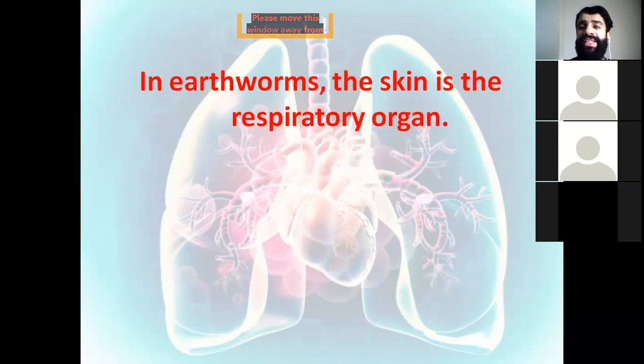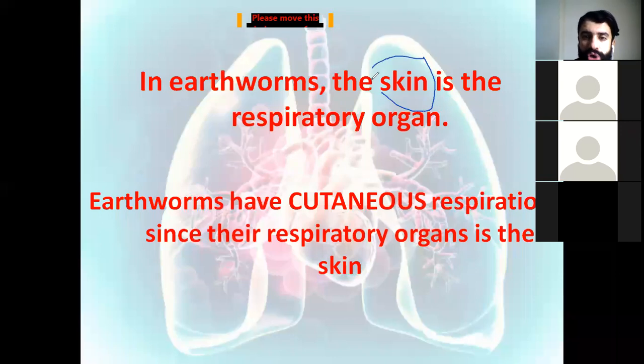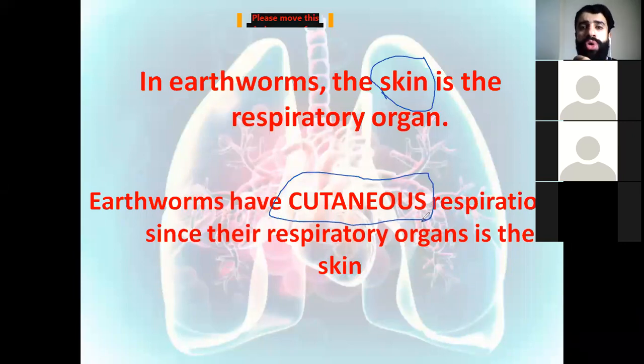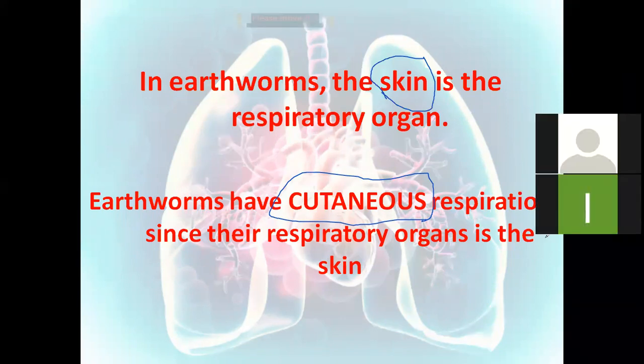Earthworms have a special respiratory organ. It's the skin. So earthworms have cutaneous respiration because the respiratory organ is the skin. So here is the third type of respiration. Whenever we have the skin as respiratory organ, we call it cutaneous respiration. Whenever we have the lungs as respiratory organ, it's called pulmonary respiration. Whenever we have the trachea as respiratory organ, we are talking about tracheal respiration.